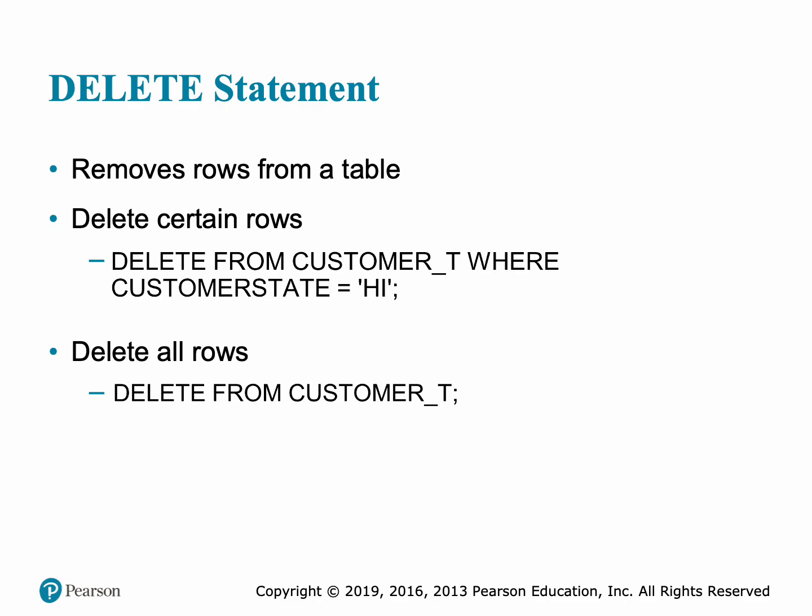Remember, referential integrity rules will control whether a delete actually happens. The restrict, cascade, and set null constraints will determine how to handle the orders for a deleted customer. So, to remove rows from the table, delete certain rows: delete from customer T where customer state is HI. It might be Hawaii. Delete from customer T is another example that deletes all rows.